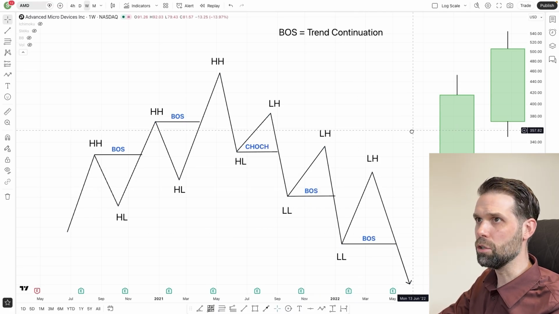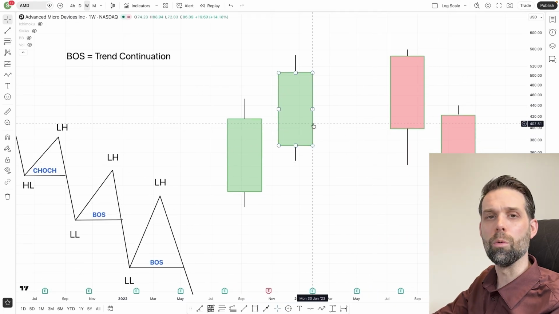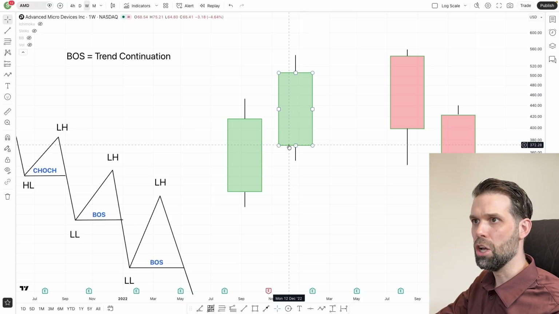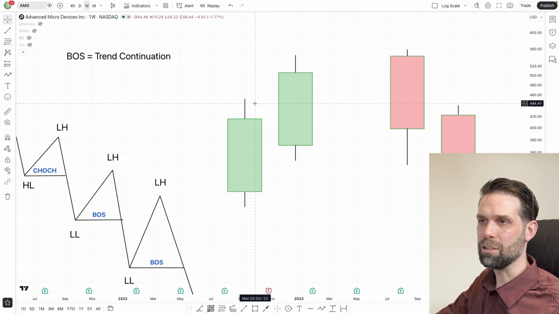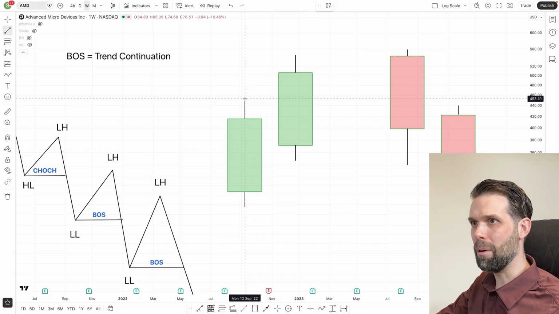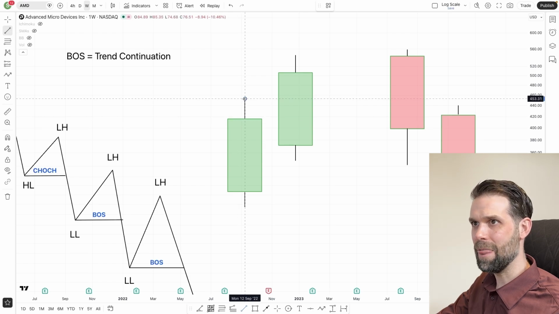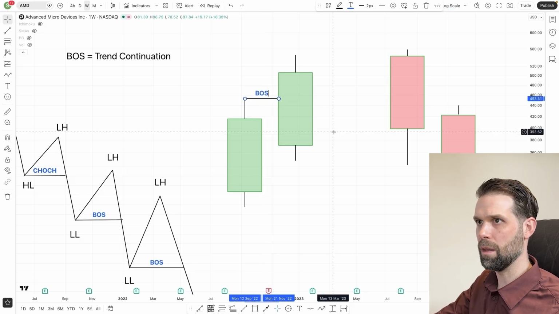Now, an important thing to note is it's important where the candles close in relation to the prior candles. Whenever you're looking at the present day candle, you want to look back to the previous candle, and when a candle closes above the high of the last candle, which is the wick, then that is a break of structure, and that is a BOS to the upside.